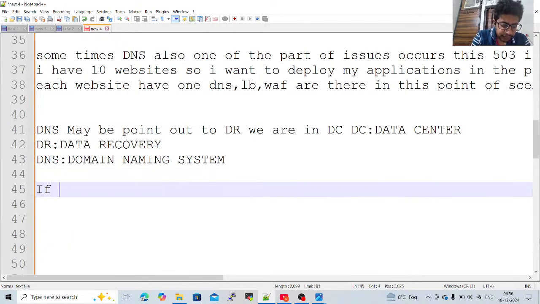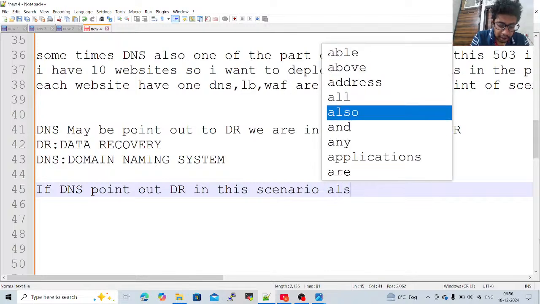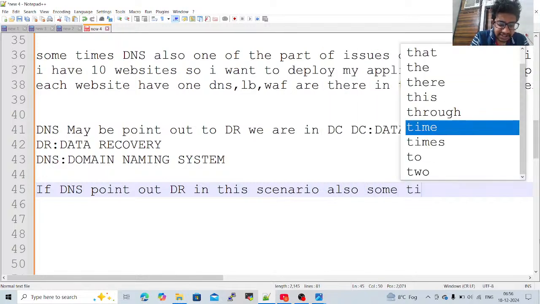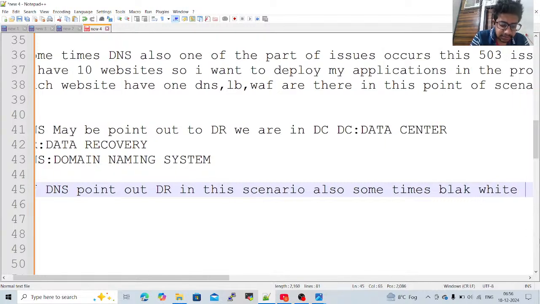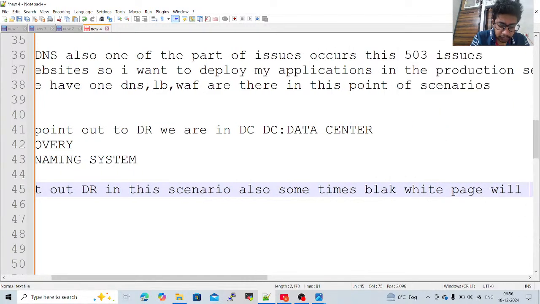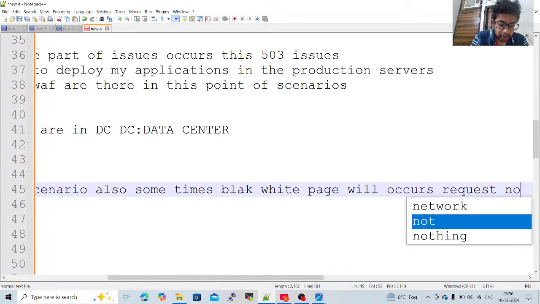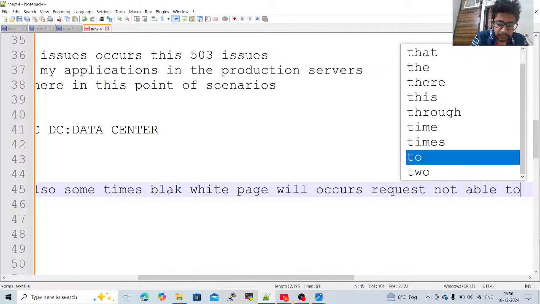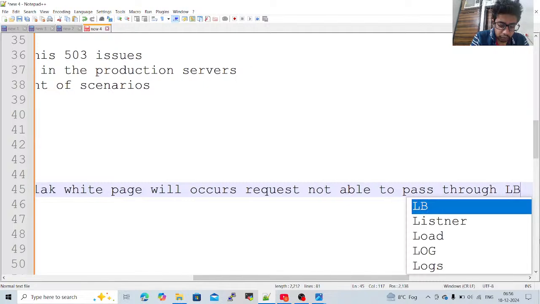If DNS points to DR in this scenario, sometimes a blank white page will occur, and the request is not able to pass through the LB level.